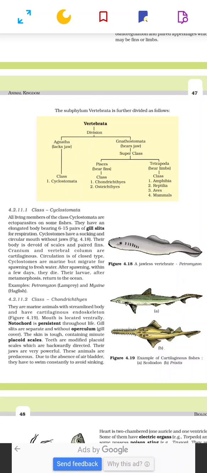Cranium and vertebral column are cartilaginous. Circulation is of closed type. Cyclostomes are marine but migrate for spawning to fresh water. After spawning, within a few days they die. Their larvae after metamorphosis return to the ocean. For example, Petromyzon, the lamprey, and Myxine, the hagfish. In figure 4.18, the jawless vertebrate Petromyzon is shown.